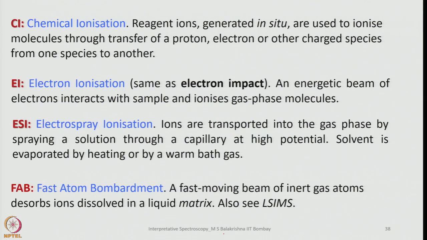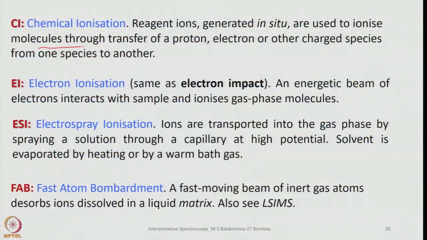Now let us try to be familiar with some of the terms. I have given a glossary of terms used in mass spectrometry here. CI, chemical ionization: reagent ions generated in situ. When we bombard with electrons, fast moving electrons generated in situ are used to ionize the molecules through transfer of a proton, electron or other charged species from one species to another. This is exactly what happens in chemical ionization.